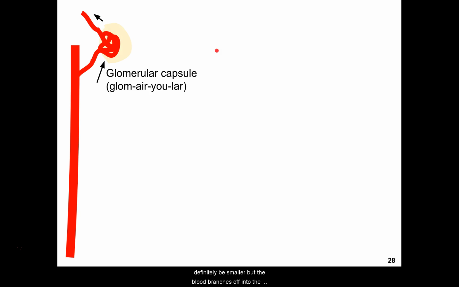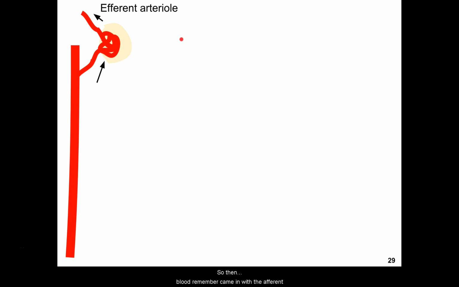But the blood branches off into this afferent arteriole and goes to this thing called the glomerular capsule here. And you're going to see some stuff start to travel this way in a moment. Only smaller molecules are able to continue on in this nephron. So then blood, remember, came in with the afferent arteriole. It's now exiting via the efferent arteriole. And I'm just showing it end there, or shoot out into space, but it's actually going to go somewhere in a minute.